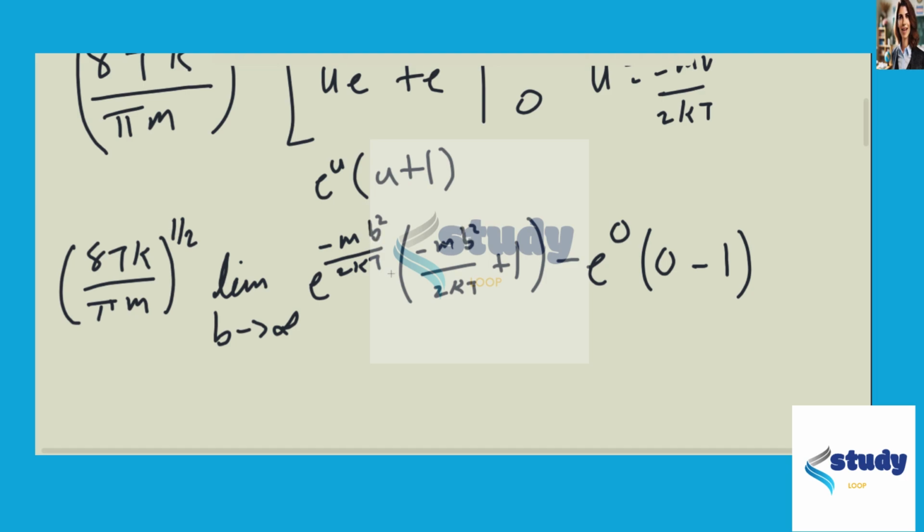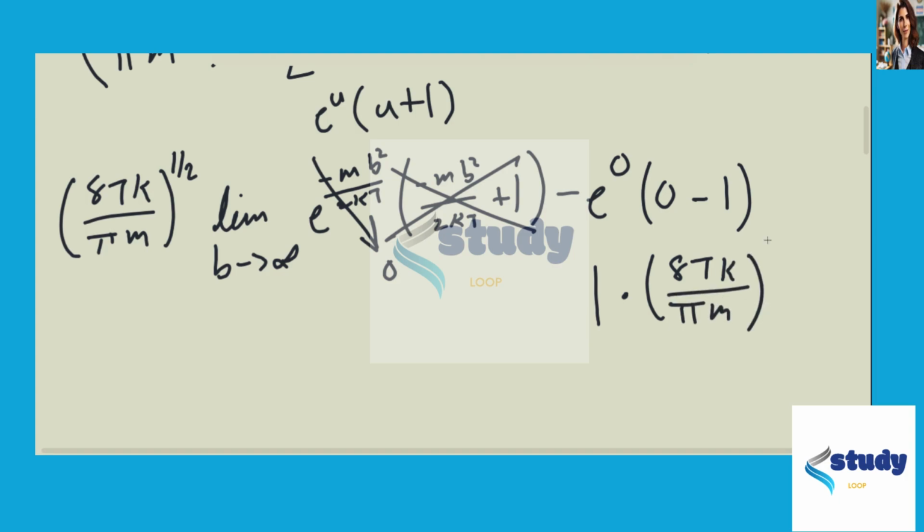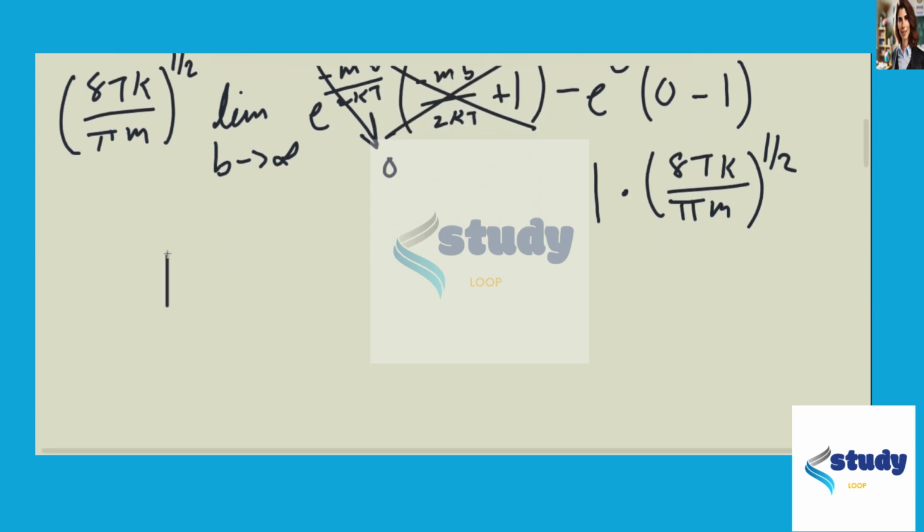Okay. So what's going to happen is this: anytime you have e or any number to a negative exponent, and the negative exponent goes to infinity, this whole thing just goes to 0, right? So if this goes to 0, then this goes away completely because it's multiplying by 0. So I'm left with the constant times 1. So I have 1 times 8kt over pi m to the 1/2. And so that is why the average value is 8kt over pi m to the 1/2 power.